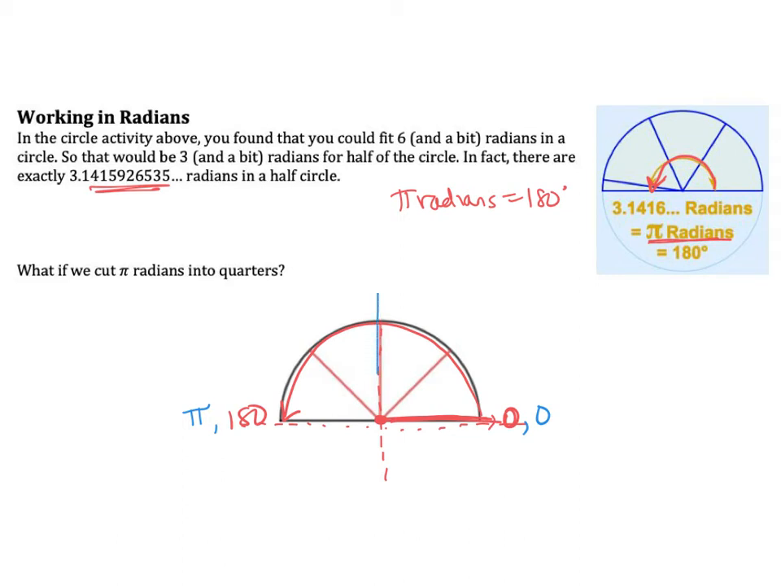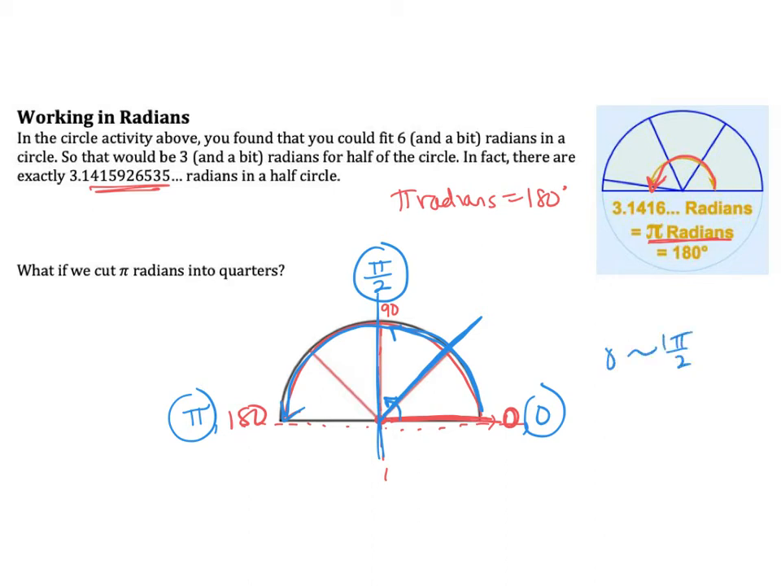Remember this angle right here is 90 degrees. Well, rotating 90 degrees is how many radians? If a full semicircle is pi radians, then half of the semicircle is pi divided by 2. Okay, well, what is this right here? What is that angle of rotation going to be? Well, that's halfway between 0 and pi over 2.